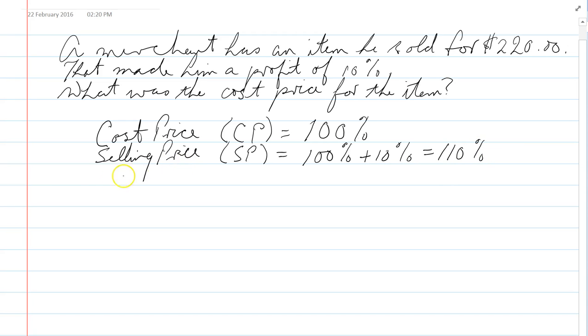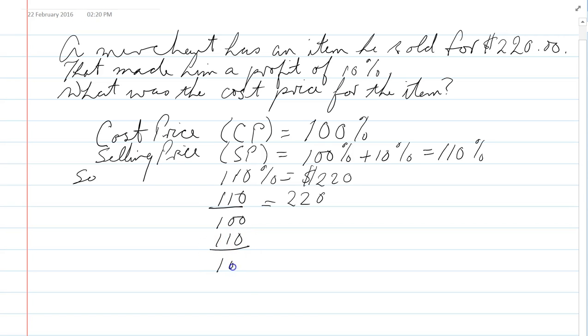So 110% would represent the selling price, which is $220. Set up, we could put 110 over 100 is equal to 220. Now, setting up the proportions, we do 110 over 100 equals 220 over x. So that's our proportion.